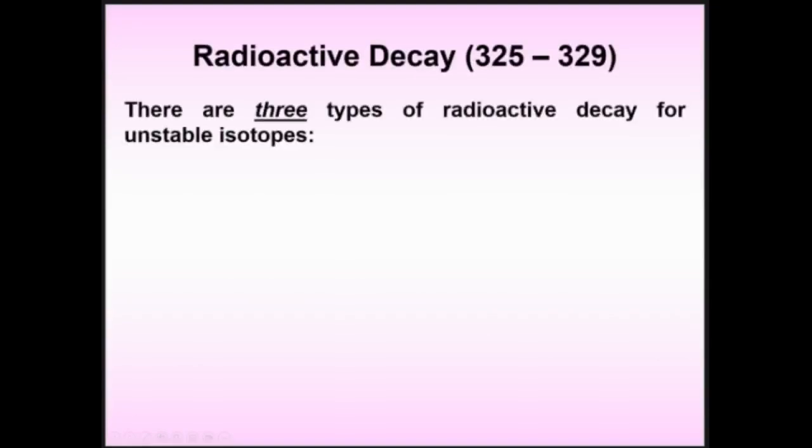All right. Radioactive decay, everyone. That's what we're going to talk about for the next maybe 15, 20 minutes. There are 3 types of radioactive decay for unstable isotopes. What's the first one? What's A in Greek? Alpha. Yes, alpha decay.